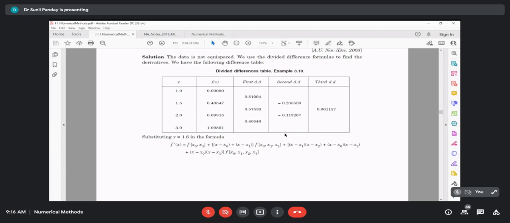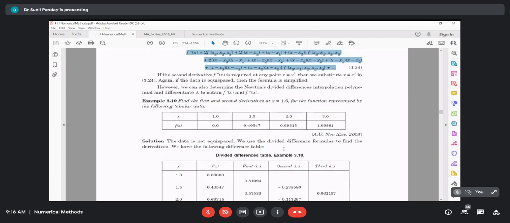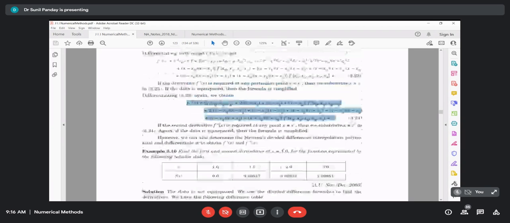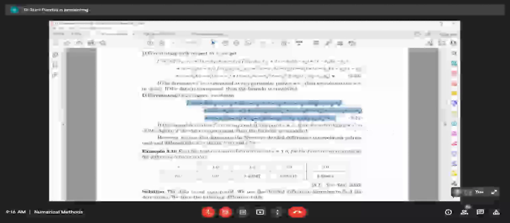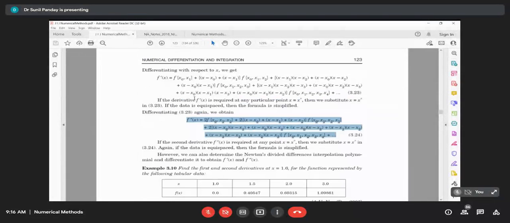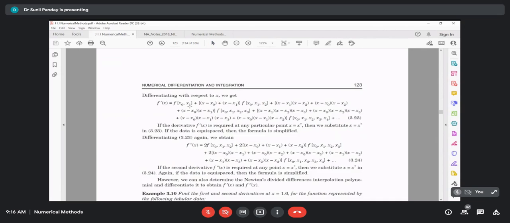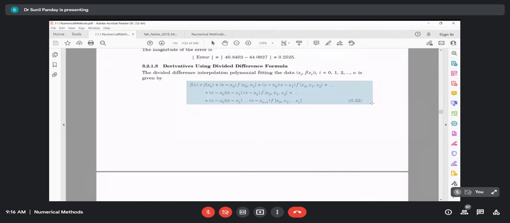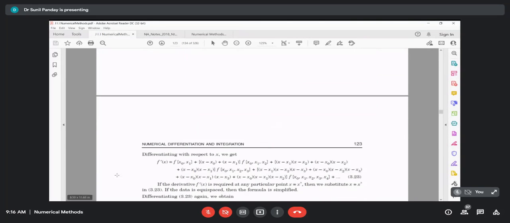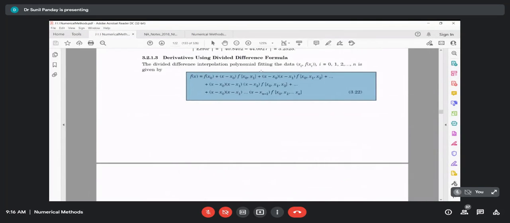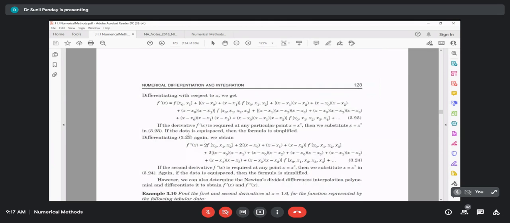Another is 3 lines. So this is the second order derivative using the Newton divided difference interpolation formula. So instead of remembering this formula, we know that it is actually simply our Newton divided difference interpolation formula. From there we calculate the polynomial, then differentiate with respect to x, and then substitute the value of x, instead of remembering this 3.22 formula. Similarly for this also.